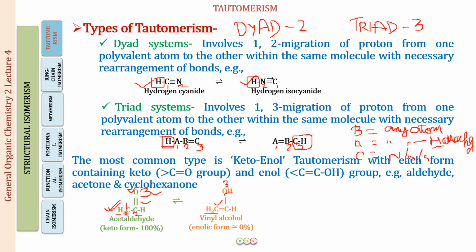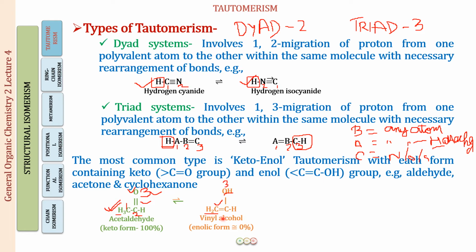Now why do we call it keto-enol? Here we had a carbonyl group, and here we have a double bond with an OH group. The two carbons have a double bond, and one of the two carbons also has an OH. So this is what we refer to as keto-enol tautomerism.